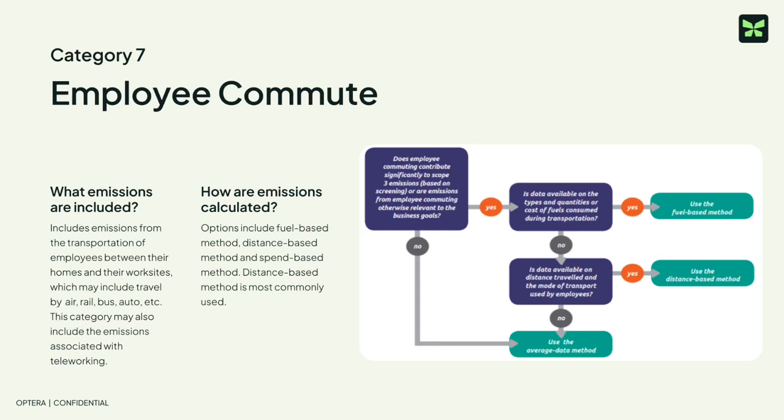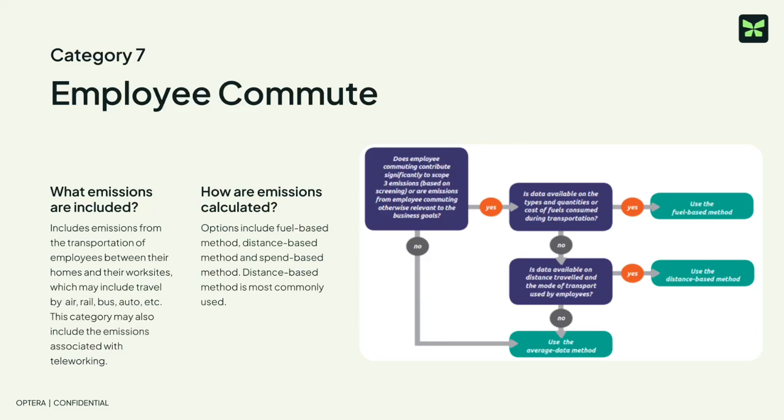To calculate emissions from commutes, there are a few options. These include the fuel-based method, distance-based method, and spend-based method, with the distance method being the most common. And it's important to note that Category 7 technically can include emissions associated with teleworking for remote employees.